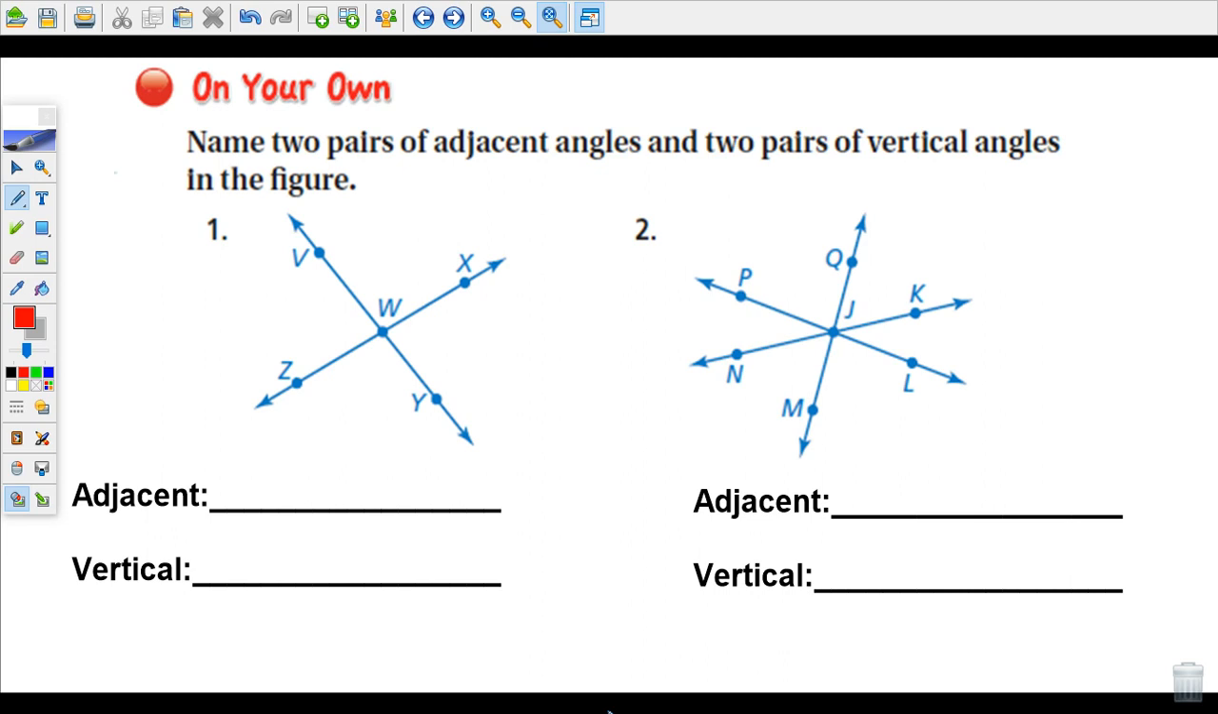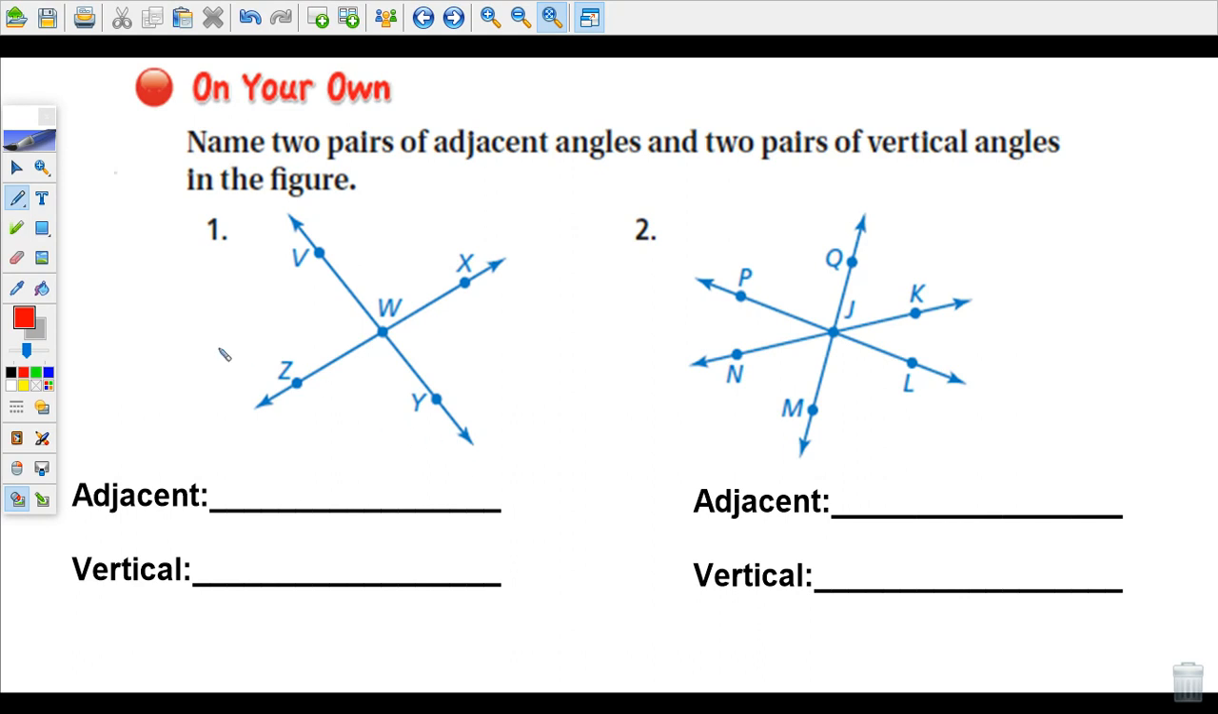Hello again, students. I hope you had a chance to name a couple pairs of adjacent angles and a couple pairs of vertical angles in these figures. I want to start by saying there are several pairs of adjacent angles in each of these figures. There are only a few pairs of vertical, so you may have a different pair of angles than I list right here, but I'm just going to give you some examples to give you an idea whether you were doing it correctly or not.